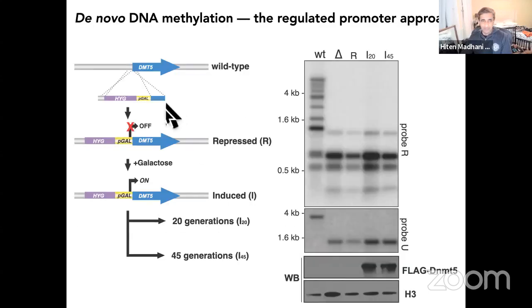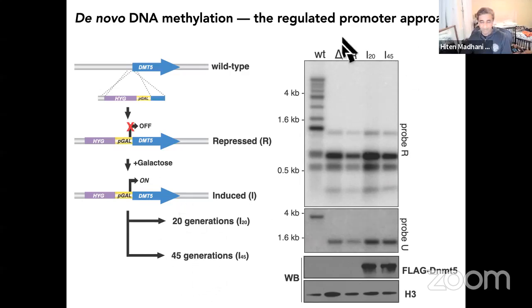Okay, so here's an experiment we did. We took wild type cells and we knocked in upstream of the DNMT5 gene a galactose regulatable promoter. And we did it under conditions in which the promoter was off. So you knock this promoter into the genome, and you grow up the transformants that turn out to be the knockout, and we call those repressed, R for repressed. And of course, there's no DNA methylation here because the methyltransferase is off. Then we turn on the DNMT5 gene, and we wait either 20 or 45 generations, and we ask whether methylation comes back.